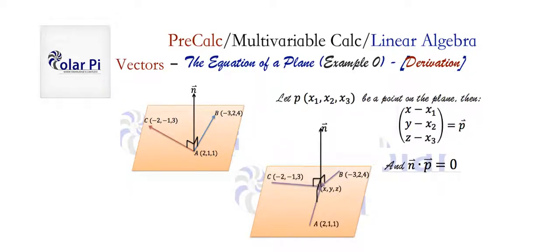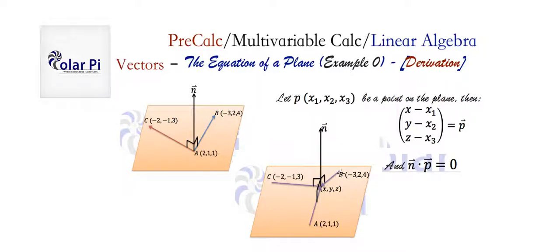Let me help you with this visual, right? We're going to get to the equation of a plane from n dot P equals 0, but I'll do that in a second after we talk about this visual. This is what I was just saying: the random point on your plane, let's say it's right here, and its coordinates are x, y, z.